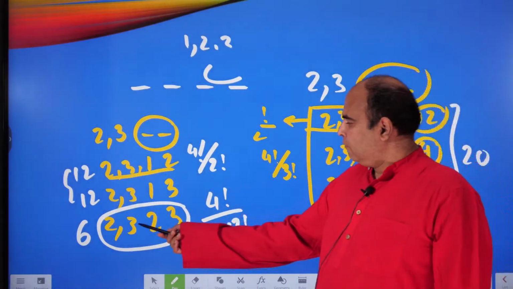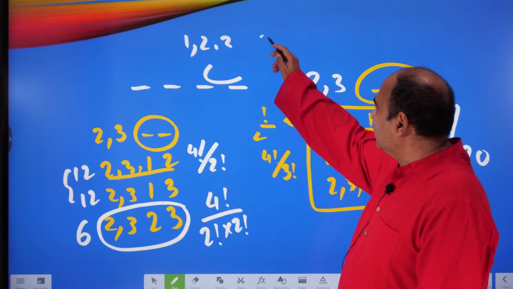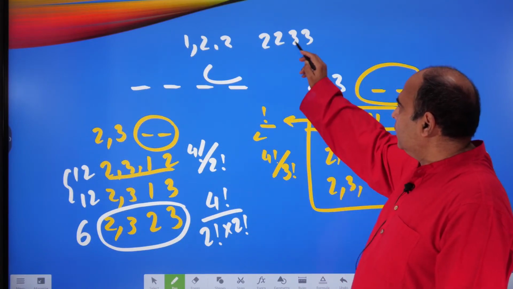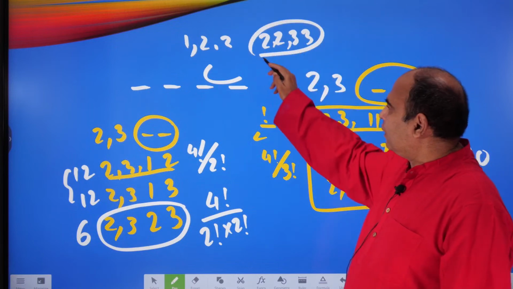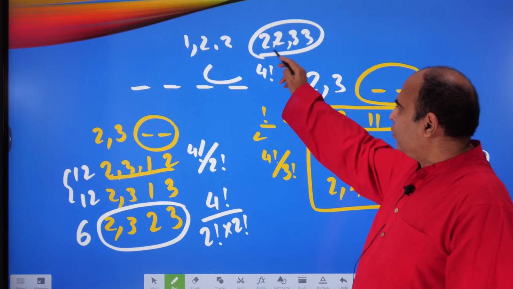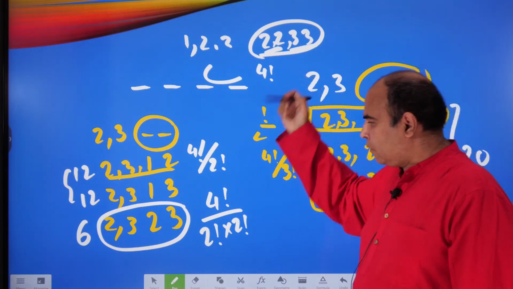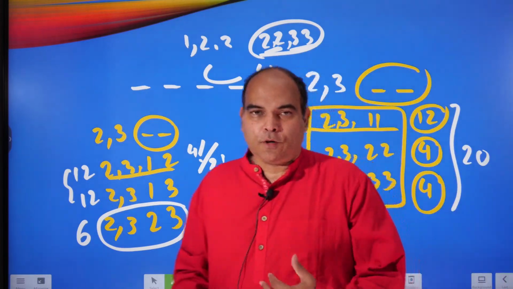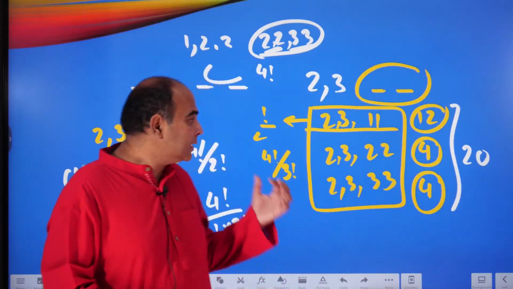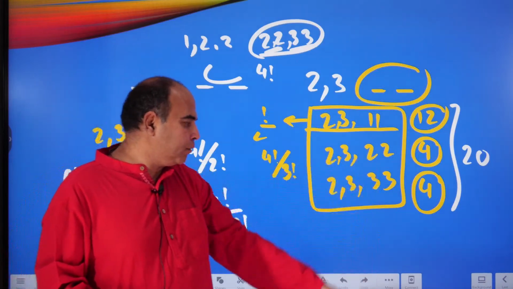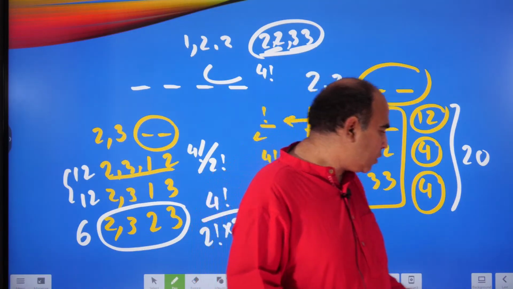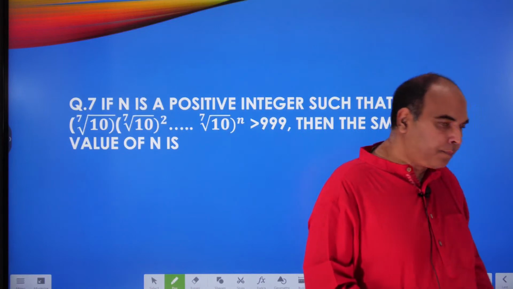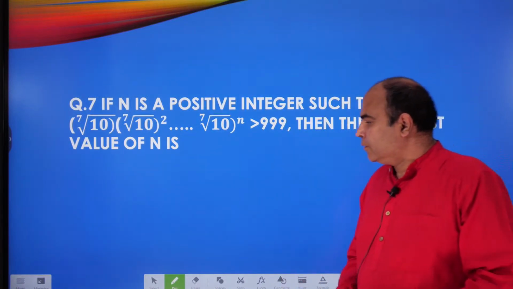For example, when I'm trying to make numbers with two 2s and two 3s, the number of numbers was 4 factorial, divided by 2 factorial for the 2s and divided by 2 factorial for the 3s. So 4 factorial, 24, divided by 2 into 2 gives me 6 as that answer. So that's the logic we have used right through the problem, and that's how we got the answer to this question. चलो एक और question देख लेते हैं.